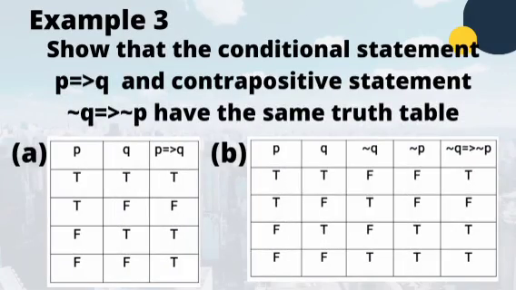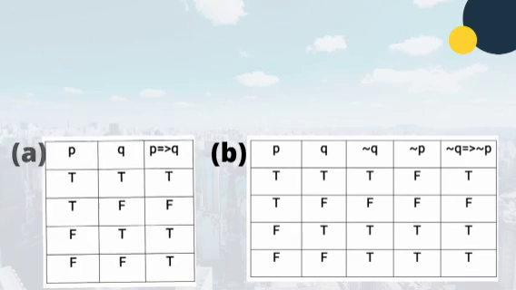Let's consider the contrapositive statement. Contrapositive statement is the reverse negation of the conditional statement, and that is negation of Q implies negation of P. And by observing this, the truth value for the conditional statement and contrapositive statement, they are both the same.